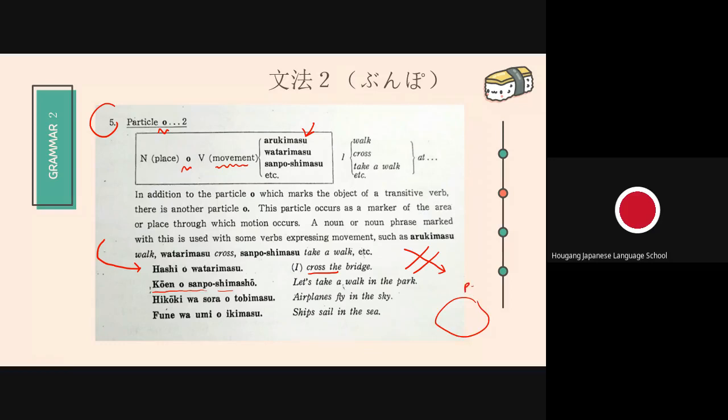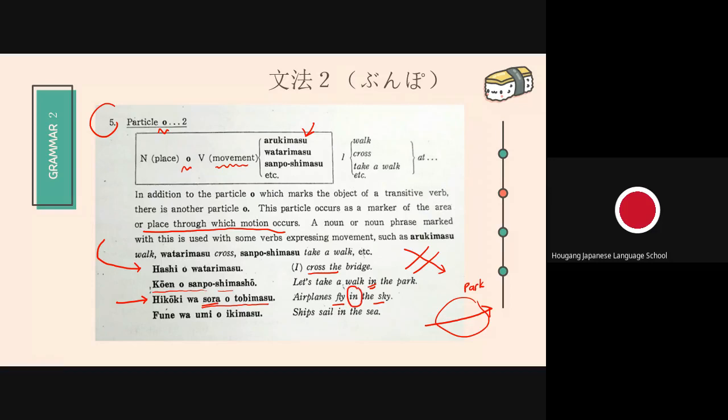Kouen, the park. I know in English we say we walk in the park, right? A stroll in the park. But Japanese, they don't have the in. They say walk the park. Or in our logic, it's walk through the park. As long as the movement is going through the place. I don't know what they're trying to say, but based on a few examples, you should remember. Same for hikouki. Hikouki wa sora o tobimasu. Tobimasu, fly. Sora is sky. Fly in the sky. Japanese don't have in the sky.